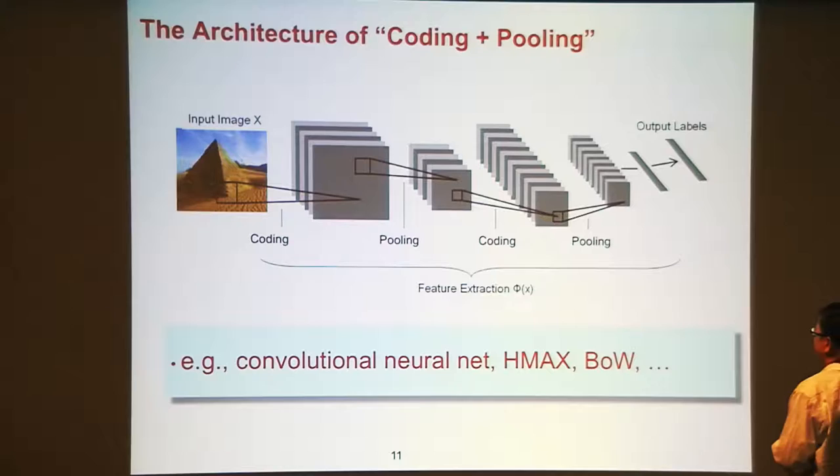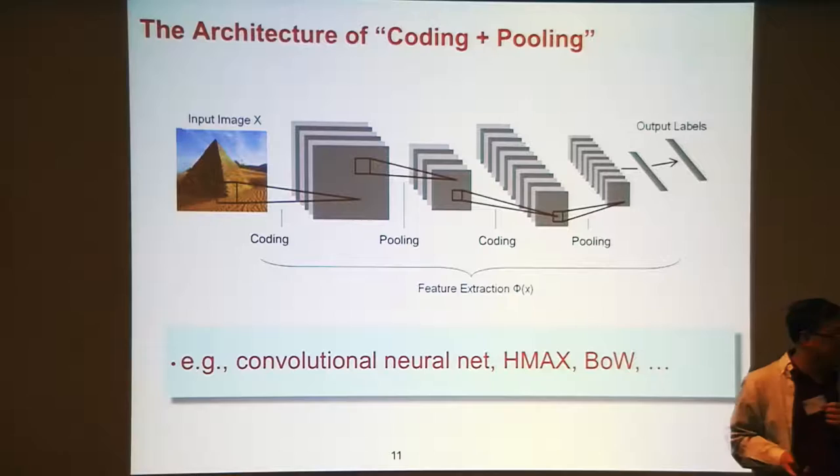So the whole set of intermediate steps, you can treat them as a feature extraction step. You extract the features in this way, and in the end, you do classification. Actually, you can see many state-of-the-art models following a similar architecture, like the convolutional neural net, like HMAX, and also this bag of words plus spatial pyramid matching. They are all similar in this sense.